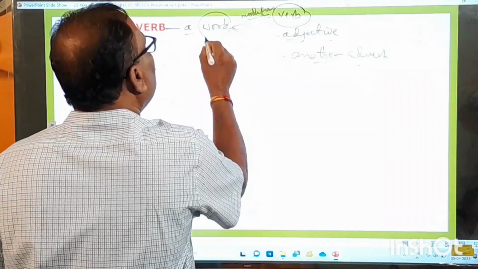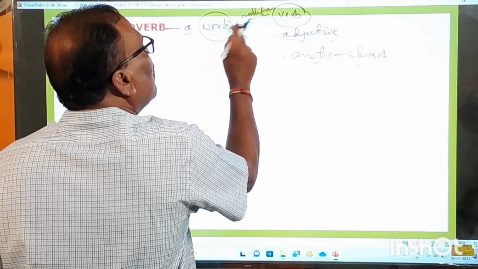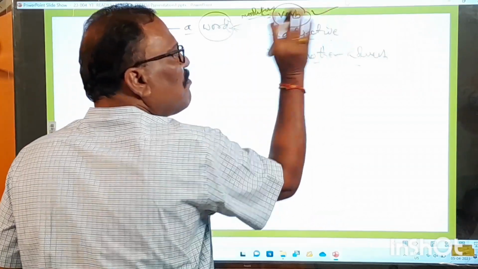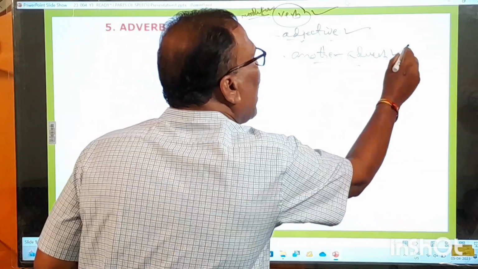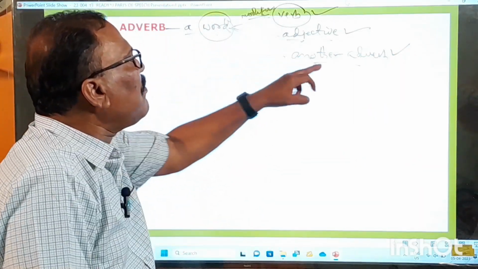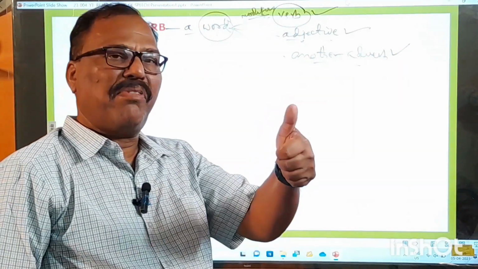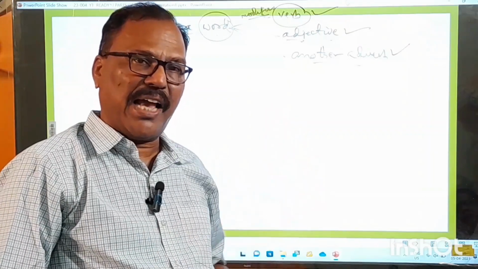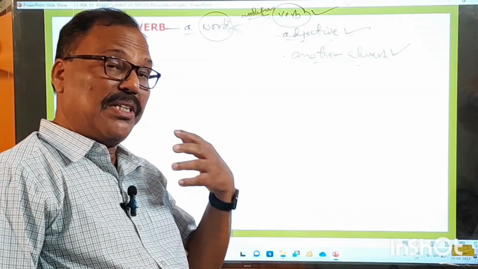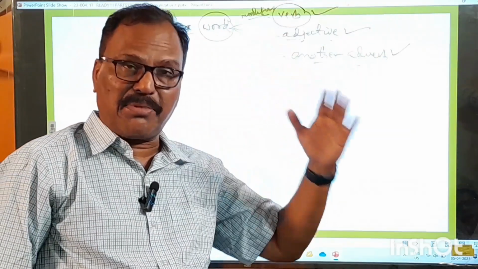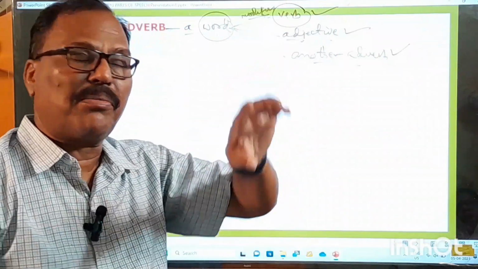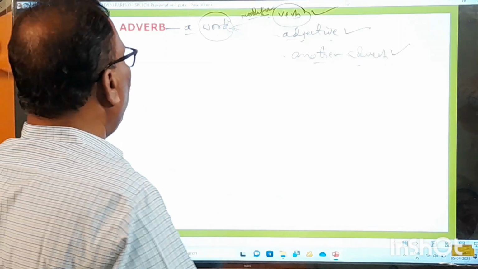So, what does this adverb do, sir? It describes a verb, it describes an adjective, it describes another adverb. It will describe three things. It is such a powerful, you can say, word in the English language. It describes a verb, it describes an adjective, it describes another adverb. How? I'll give you some examples to make you understand this.